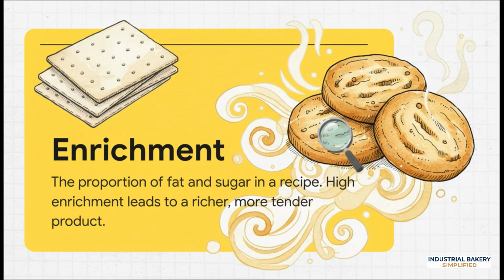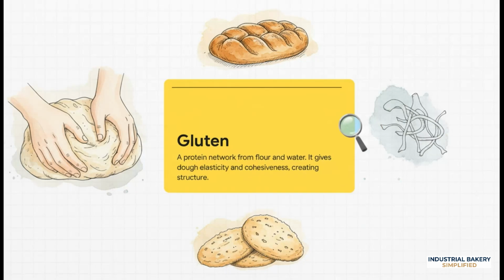The more enrichment you have, the richer and more tender your final product is going to be. Just think about the difference between a simple, plain water cracker and a buttery, melt-in-your-mouth shortbread. That difference, that's enrichment. And our second factor is gluten. You've heard of it, for sure.